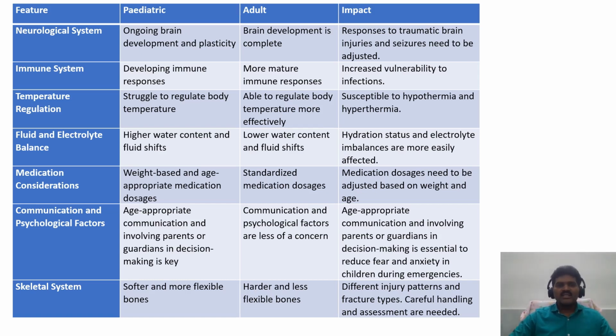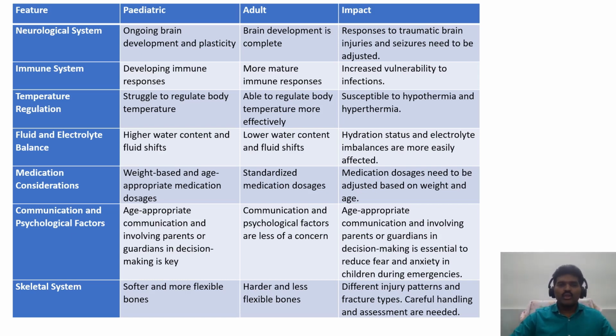Communication and psychological factors. You need to have age-appropriate communication systems, mostly involving the parents. Usually, most of the pediatric age group, especially the infants and the toddlers, will not be able to convey their symptoms to the doctor. So there is a communication gap which should be bridged by taking parents' accounts into account. You can easily communicate with adults. They can convey to you their psychological factors, how they are feeling about their illness, everything, and you can discuss with them.